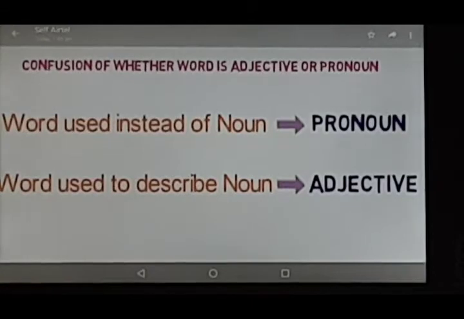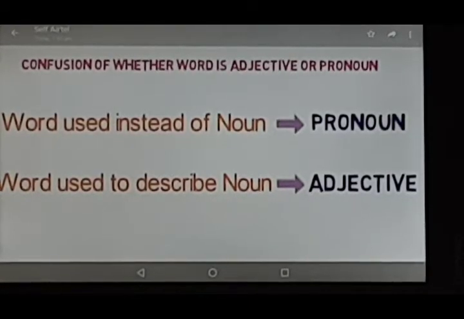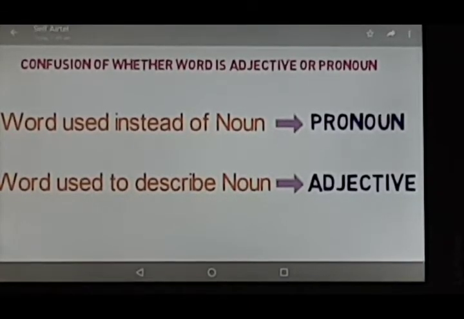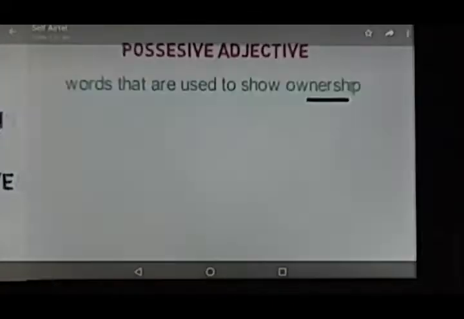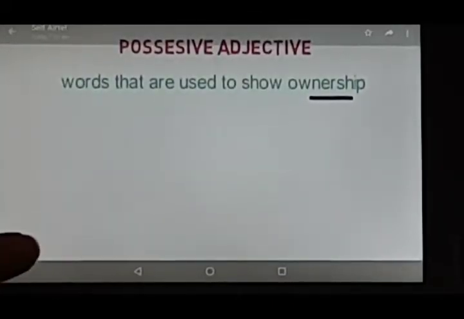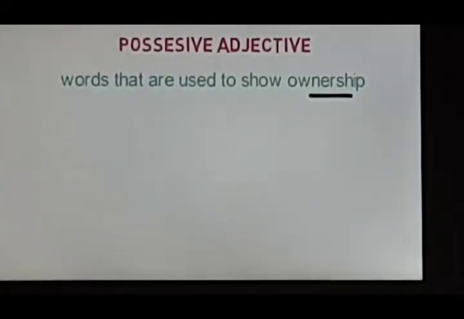So this is how you can identify the confusion of whether a word is an adjective or a pronoun. A word used instead of a noun means it is a pronoun, and a word used to describe a noun is an adjective. Now last, possessive adjectives.